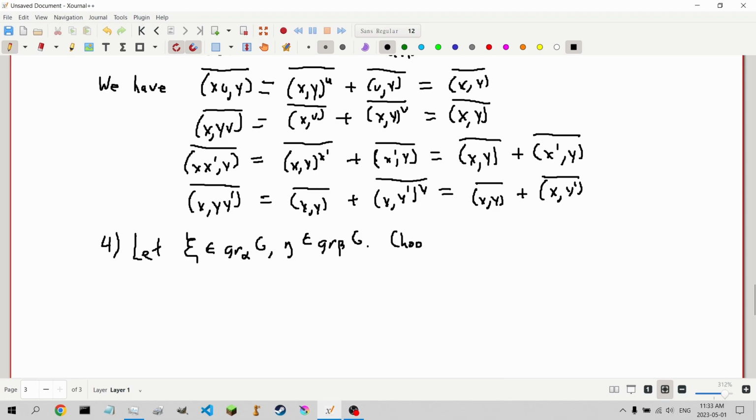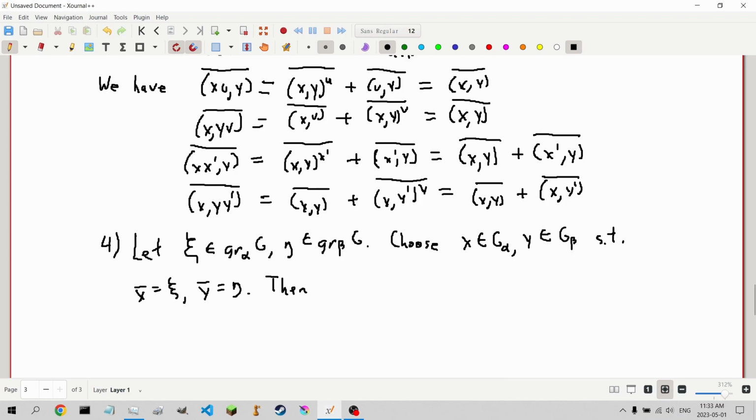We're going to choose some elements x in g alpha and y in g beta such that the image of x is C and the image of y is eta. So essentially these are just representatives of the equivalence classes that C and eta are meant to show.